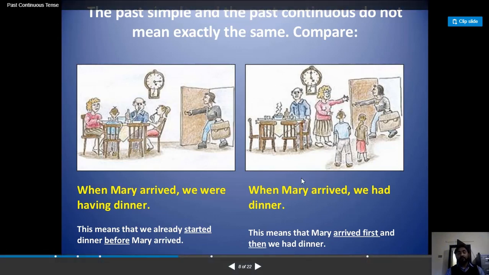Here you can see, when Mary arrived, we had dinner. This means that Mary arrived first, and then we had dinner.